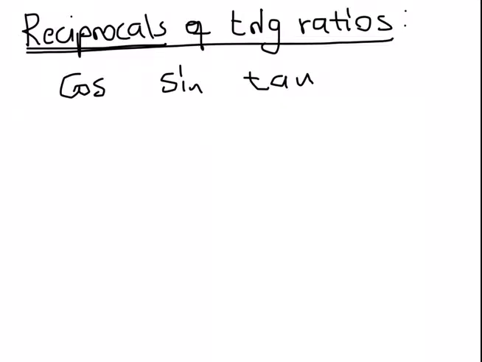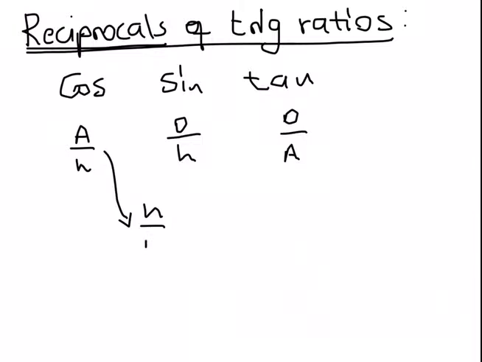ratios. So since cos is adjacent over hypotenuse, and then for this one is opposite over hypotenuse, for this one is opposite over adjacent. So the reciprocal of this, it's simply you taking h to the top and then a to the bottom. That's it. For this one, it means you take h to the top, o to the bottom. That's it. Then for this one, it would be a over o. That's what a reciprocal is.